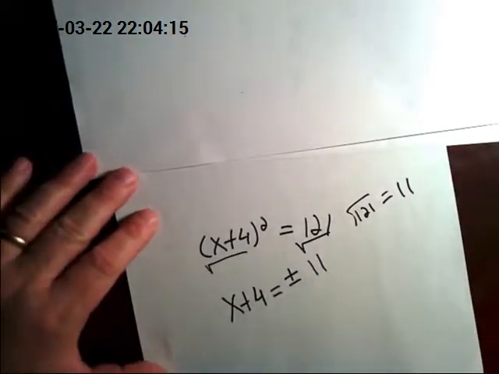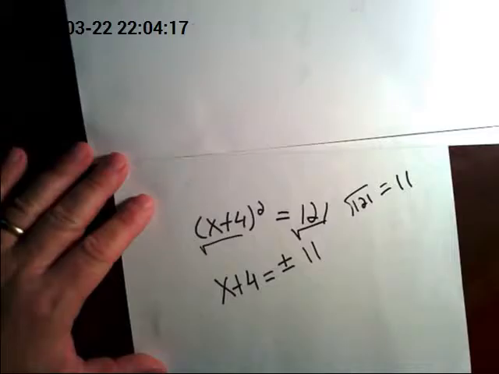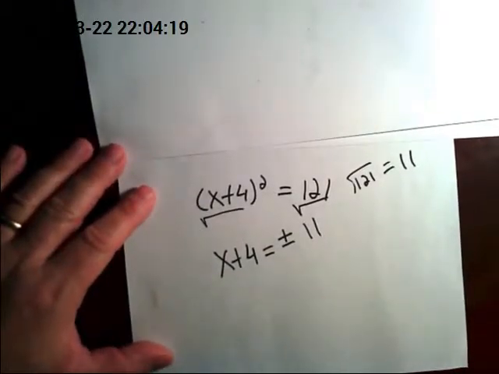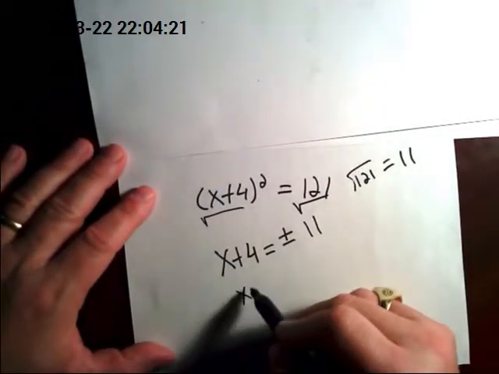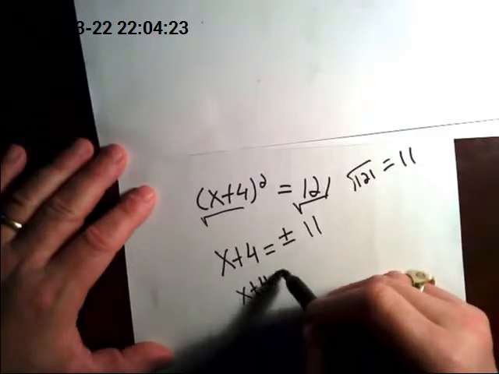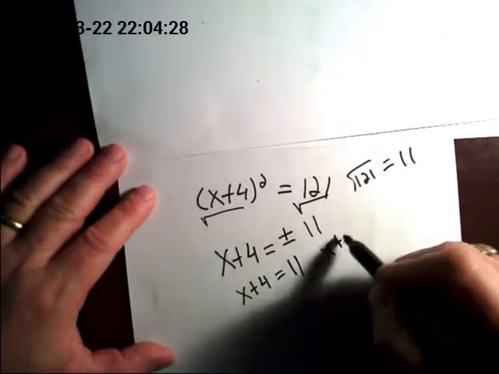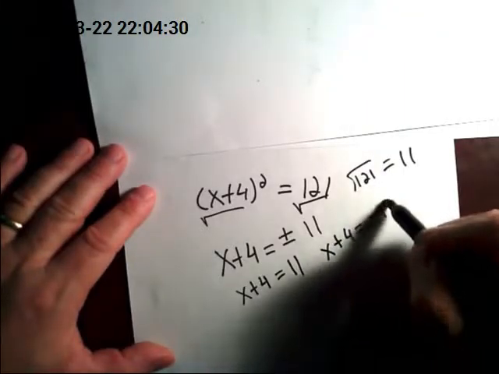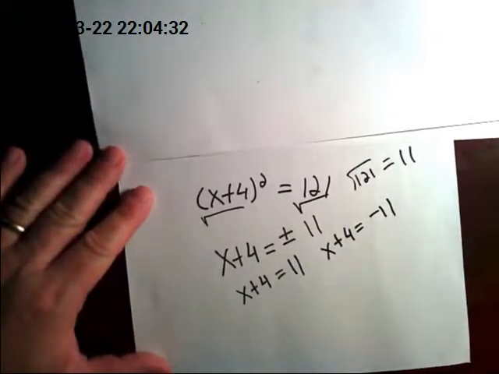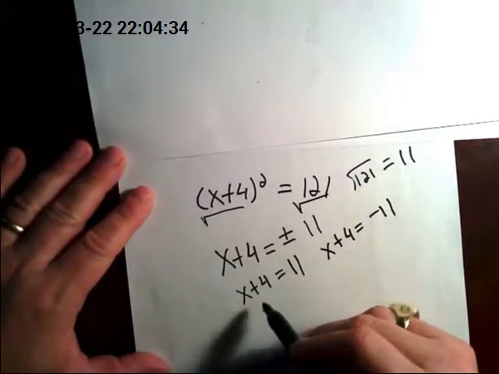Plus or minus 11. We made a few mistakes doing this. That's why I wrote it down like this. I need to make sure that you see that you have one answer: x plus 4 equals positive 11, and also x plus 4 equals negative 11. You will have two very different answers. I solved that for x.